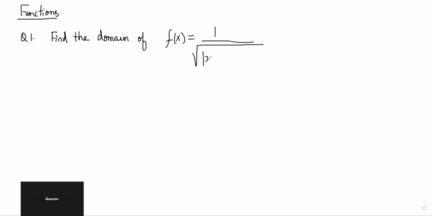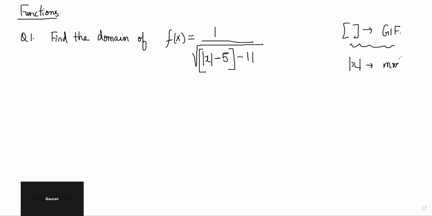The first question is: find the domain of this function f of x is equal to... Here the square bracket represents GIF, and obviously the normal bracket means mod. You have to find the domain of this function.